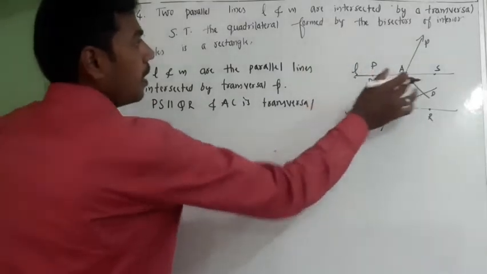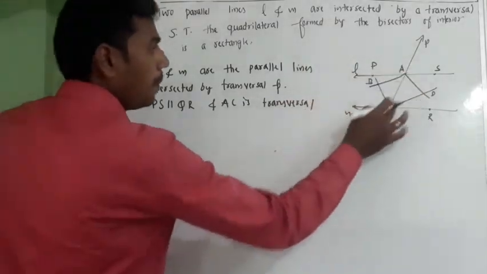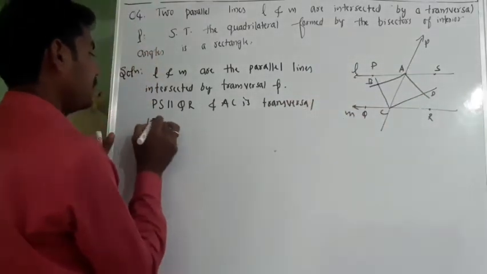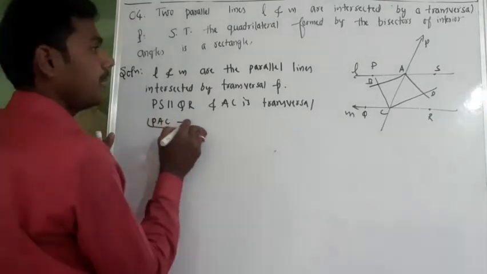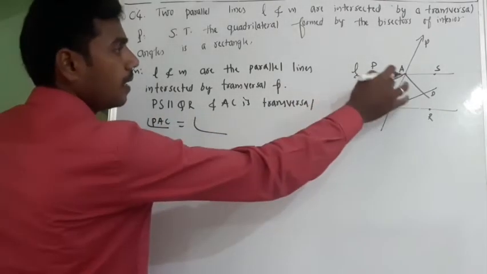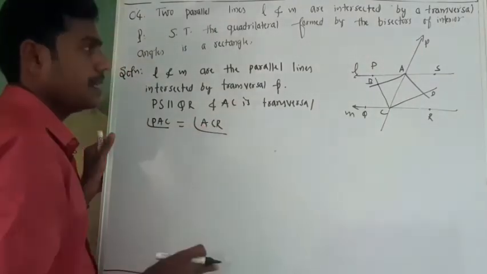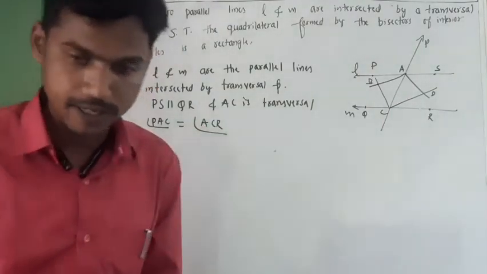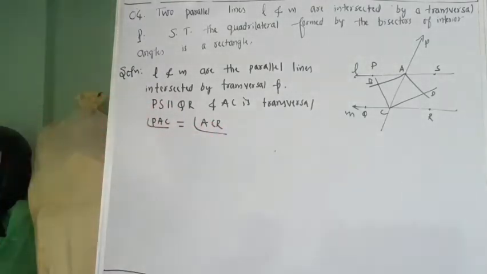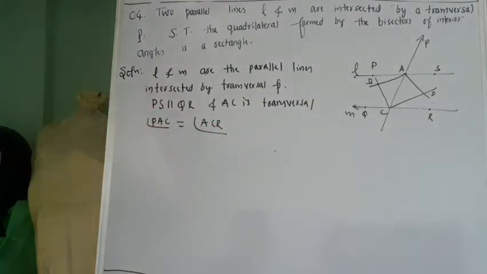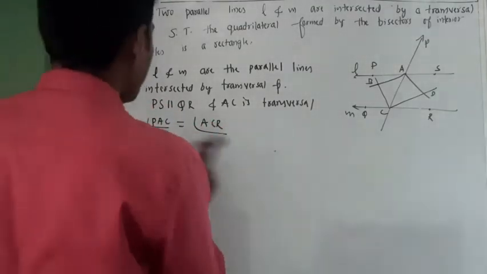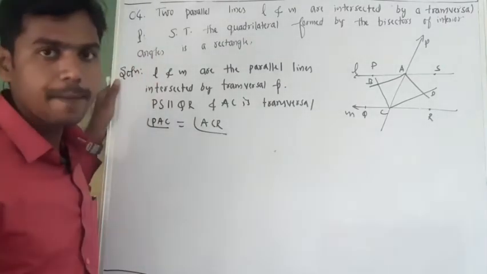See, angle PAC is equal to angle ACR. Please wait. Yeah, light is okay. Angle PAC is equal to angle ACR.